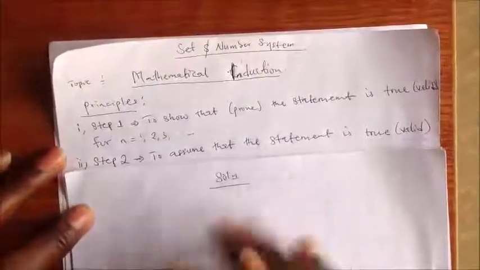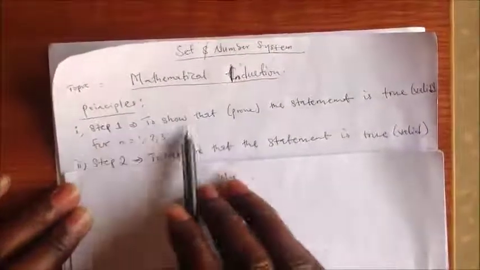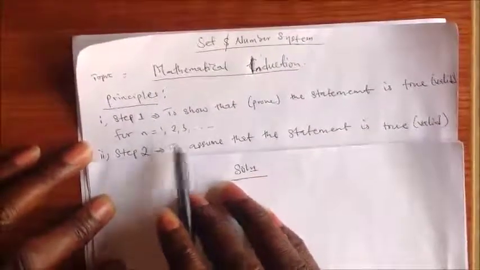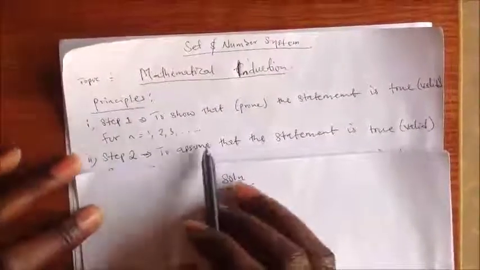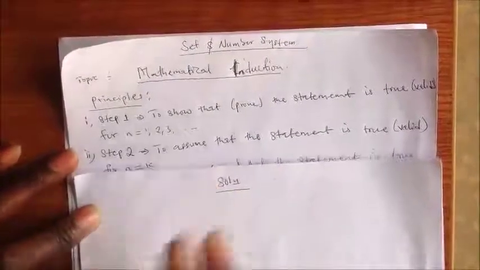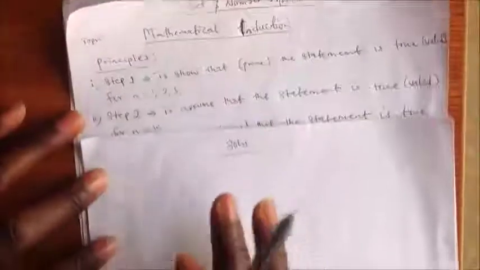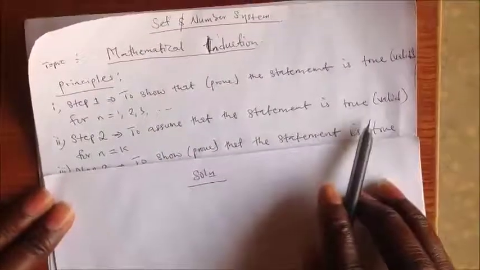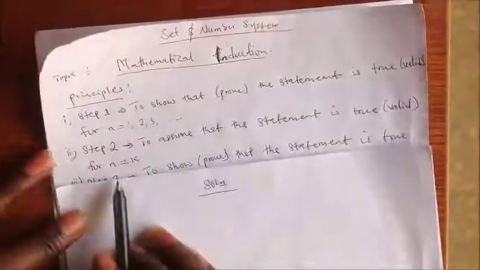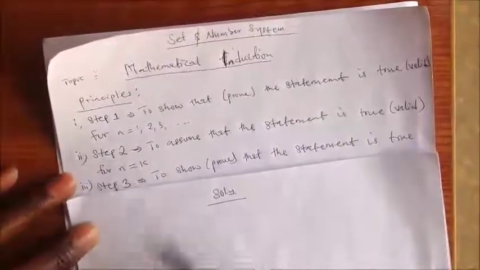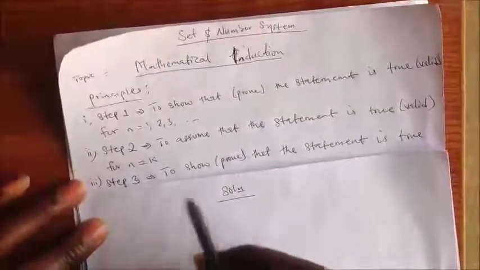Here are the principles. Step 1: show that the statement is true for n equals 1, for n equals 2, for n equals 3. Once the left hand side equals the right hand side, step 1 is complete. Then step 2: assume that the statement is true, that is, valid for n equals k. Since it is satisfied for n equals 1 and so on, we assume it for n equals k.